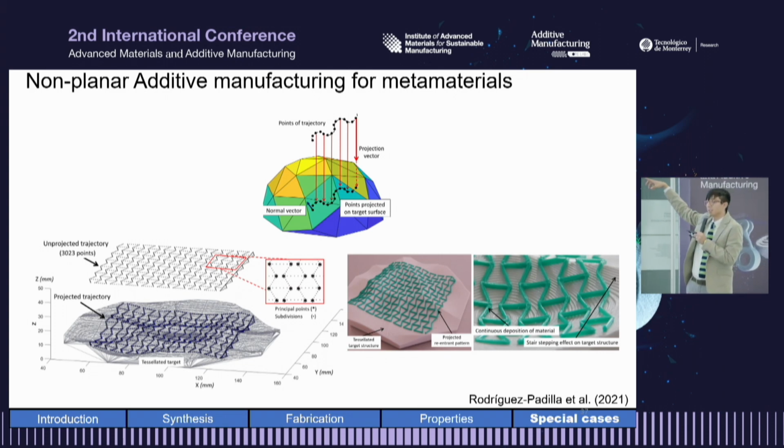What is the advantage of using such machines that don't only allow us to print flat layers? Well, one of the advantages is that we can create structures and ensure the continuity of the components that build up the structure. If you don't use non-planar additive manufacturing approaches, you can't ensure that continuity. And if continuity is not there, properties go down.